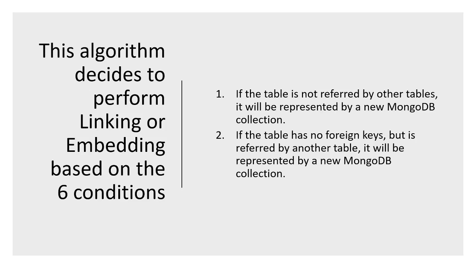Coming on to the 6 conditions. The first condition is if the table does not have any referred tables, a new MongoDB collection will be created for that particular table in MongoDB. If a table has a parent key but no foreign key, then also a new collection will be created in MongoDB.